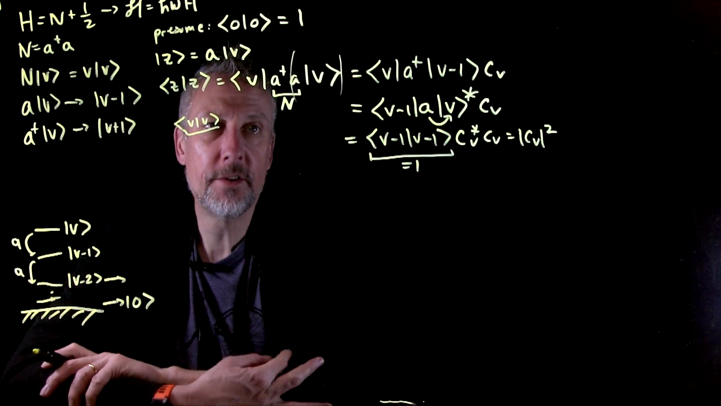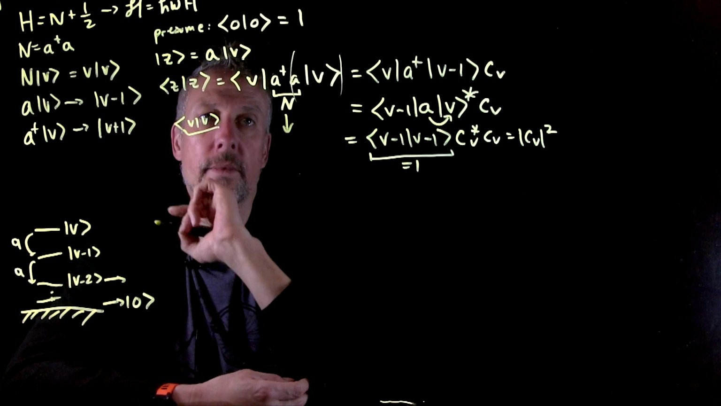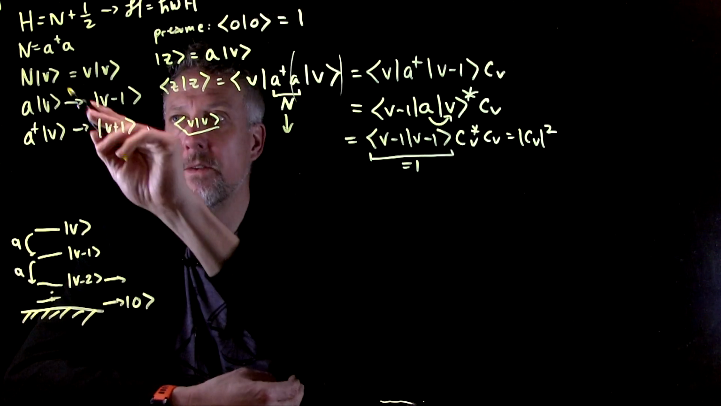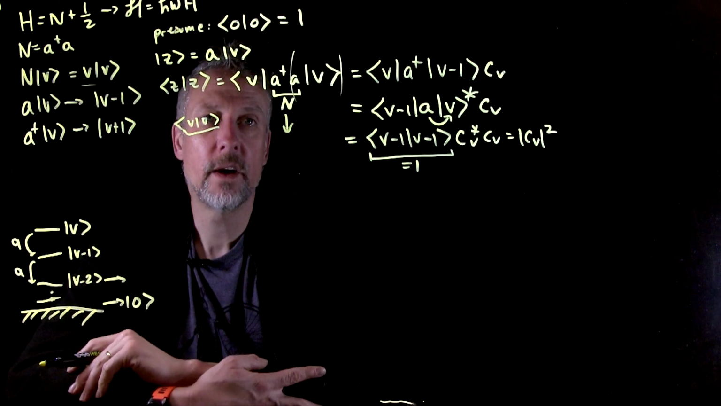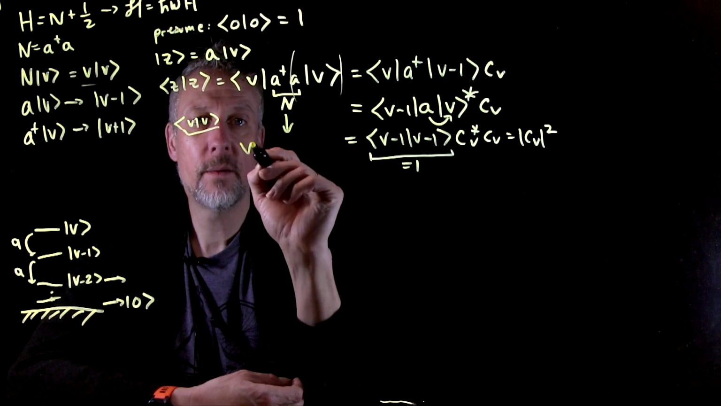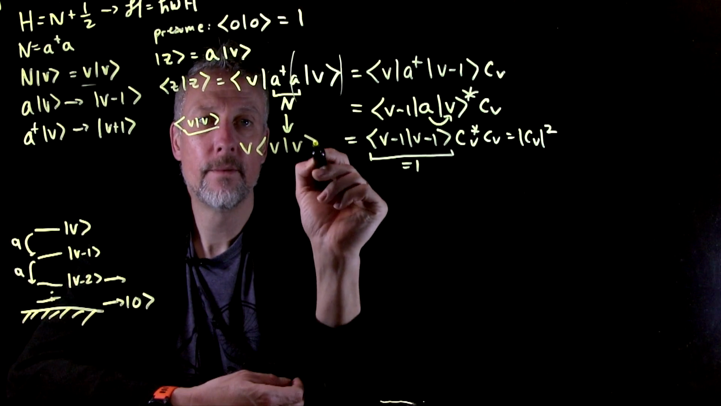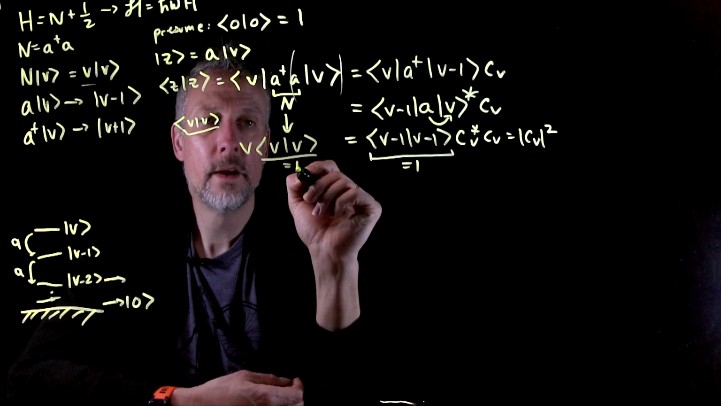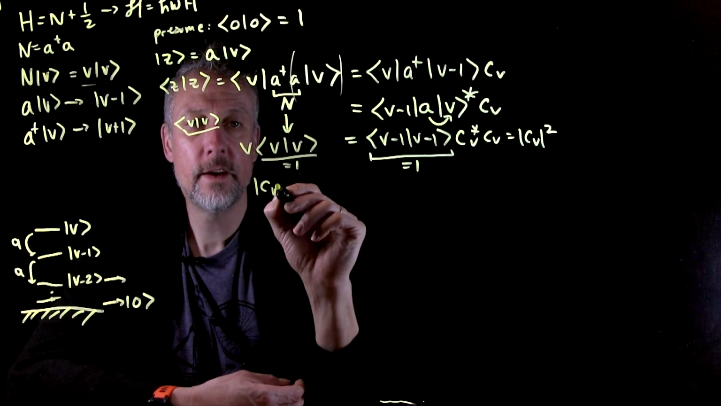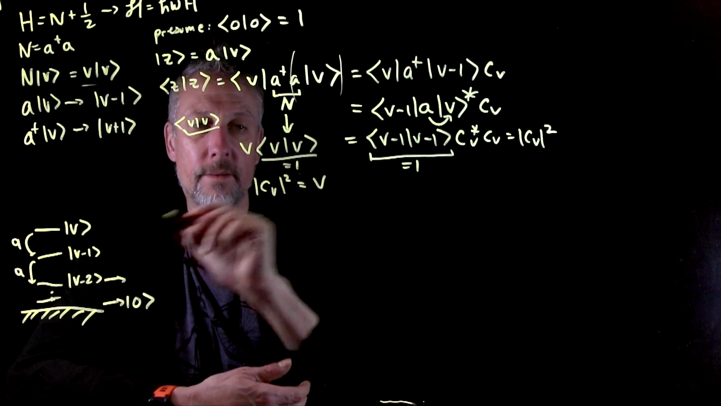Okay? So let's take a look at the left-hand side now. We know what N operating on V does. It's from our presumed solved eigenvalue problem. And so that means V comes out and we have V V. This is equal to 1. And so that tells us that the modulus of CV squared is equal to V.